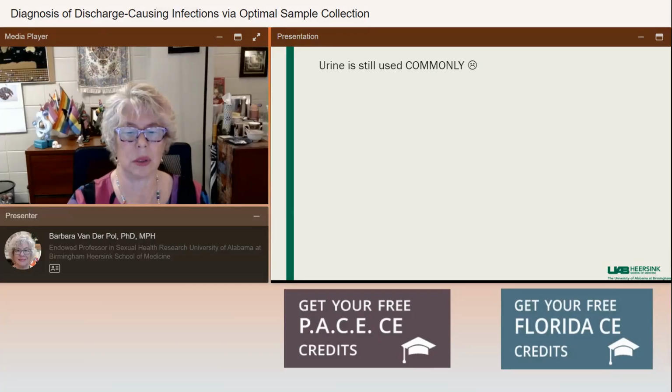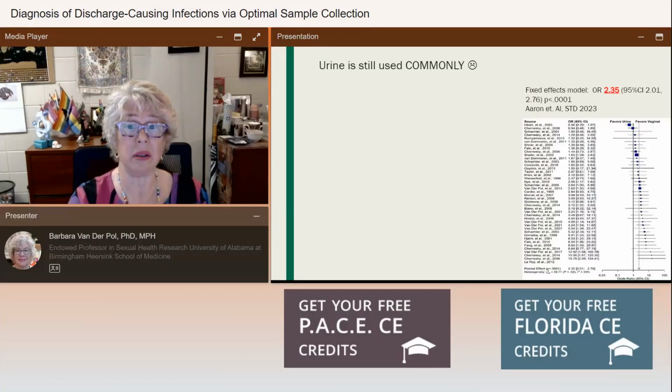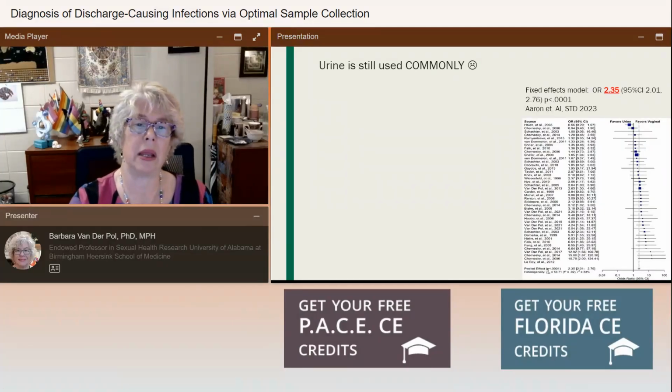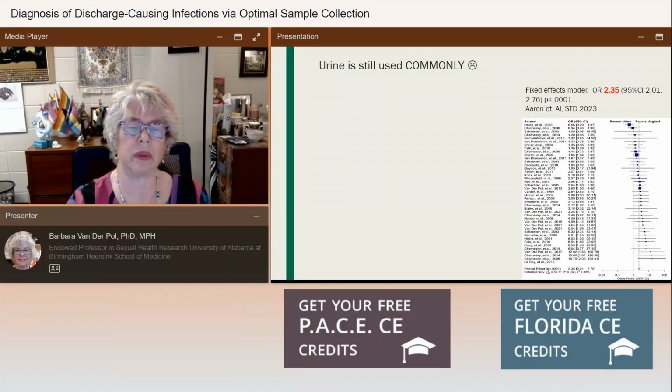So I want to just remind you, we have tons of data. This is a meta-analysis that we did a couple of years ago in my group, and we did a search for all of the studies that had both urine and vaginal sampling. You will see there was only one study at the very top of this forest plot that found that vaginal swabs were worse than urine. Everything else shows that vaginal swabs are much more sensitive than urine specimens.